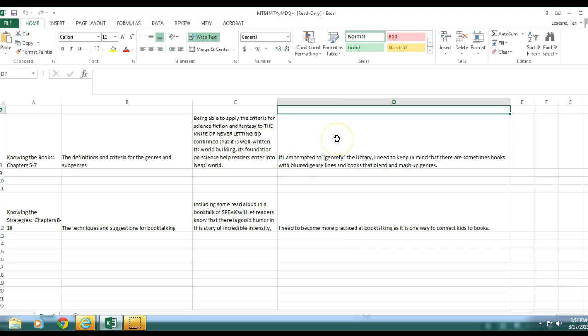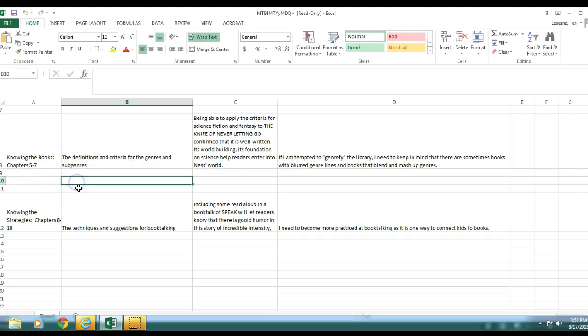How will I use that later in the library? If I'm ever tempted to genreify the library, and I see places that do this all the time, I need to keep in mind that there are some books with blurred genre lines and books that blend and mash up genres, so perhaps that's not going to be something that's going to work for me. Notice that once again, I've left you a couple of sections here to write about your key concepts.